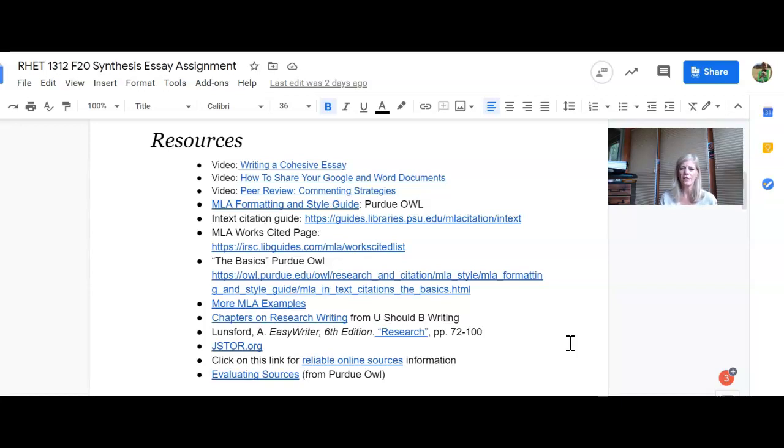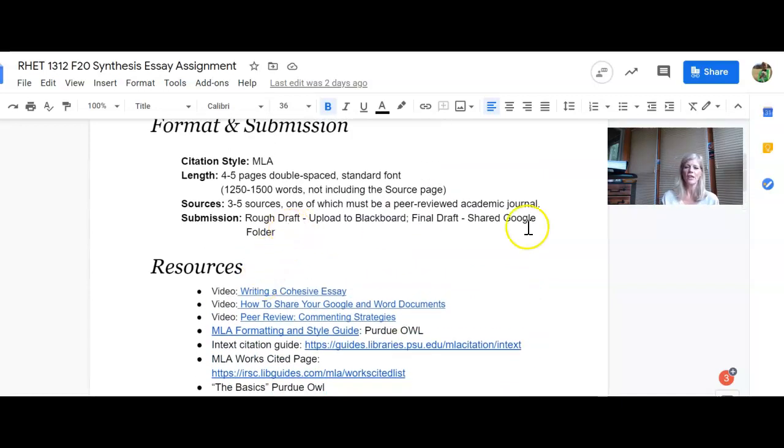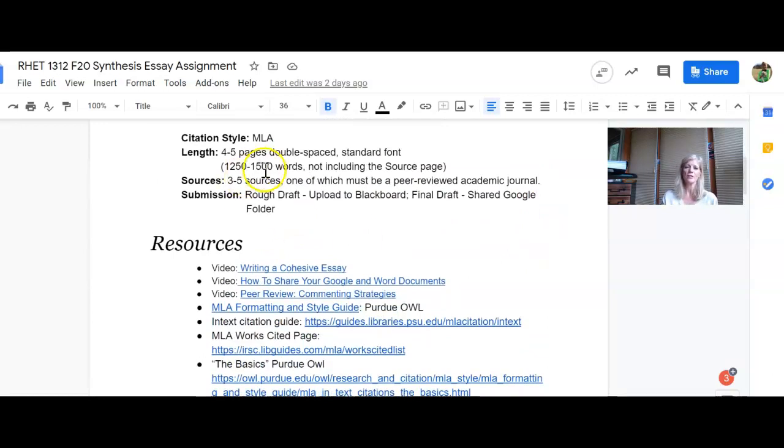But this basically talks about everything from how do I put together a cohesive essay, one that makes sense, that has good flow, all the way down to how to evaluate sources, and a lot of sources under this heading talk about MLA style. That's where you'll find those guides that will help you cite any kind of source that you want to use, whether it's a digital, a website, whatever, or a book, or a magazine, or an academic journal article, which is one of the requirements up above here. It says 3 to 5 sources, and one must be a peer-reviewed academic journal.